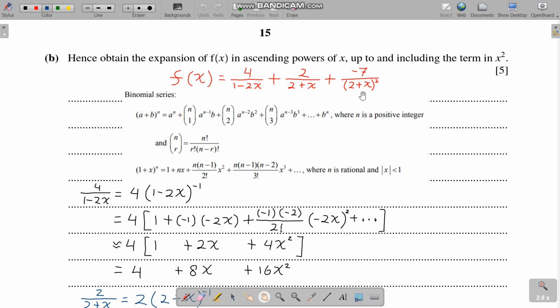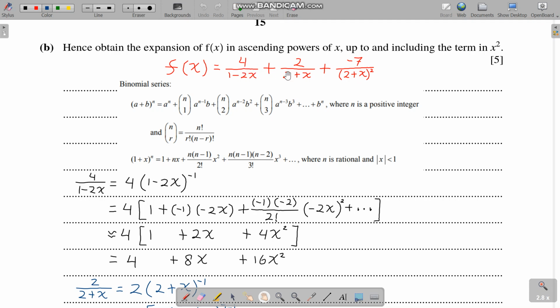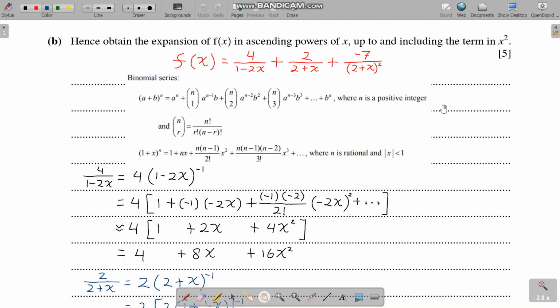This question is about binomial expansion, so we have to expand from part A. We have this partial fraction decomposition of the function, and we have to do the binomial expansion 3 times, once for each term. For the term in black first, 4 over 1 minus 2x, it's the same as 1 minus 2x to the power of minus 1 because of the 1 over. And if you look at 1 minus 2x to the power of minus 1, we can use this formula.